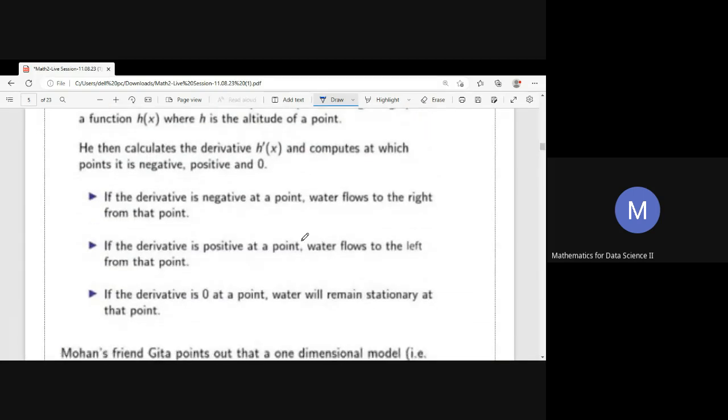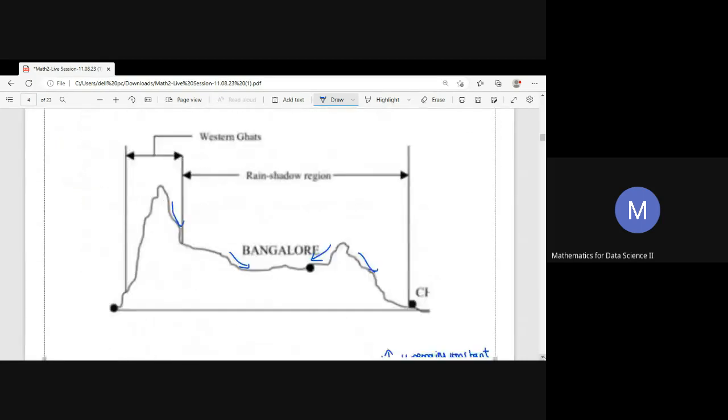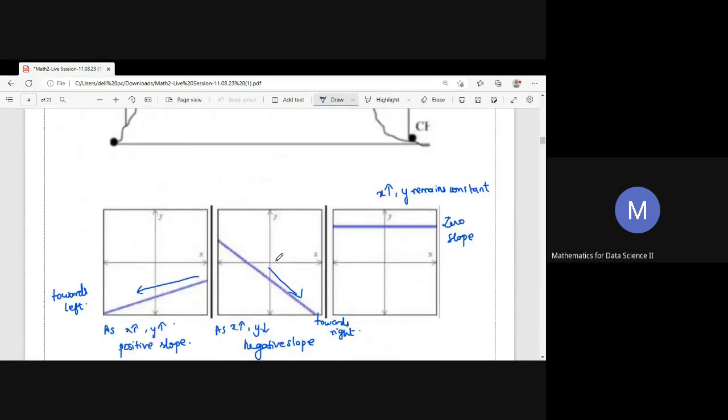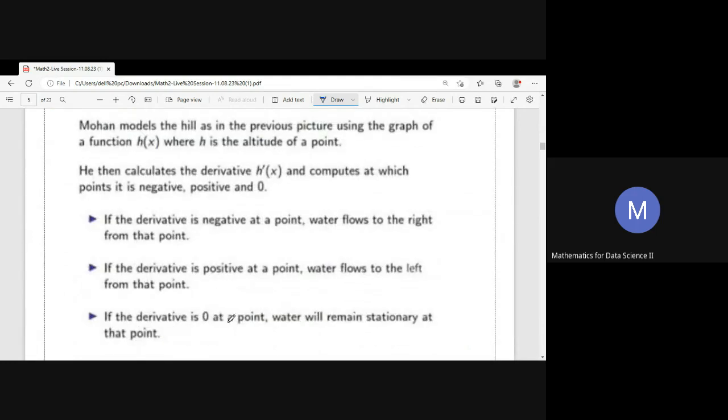So what he thinks is, he can calculate the derivative. The derivative gives the slope, right? Depending on whether it is positive, negative, or 0, he can judge the direction of the water flow. If it is negative, the water flows towards the right. If it is positive, it flows towards the left, and if it is 0, it remains stationary. So this is what he is thinking.